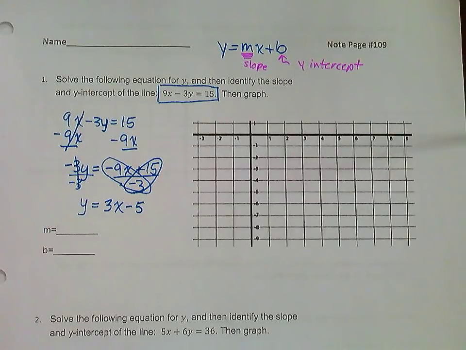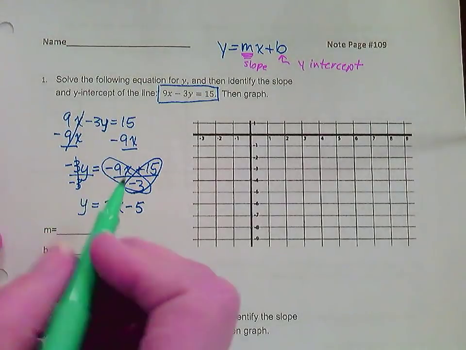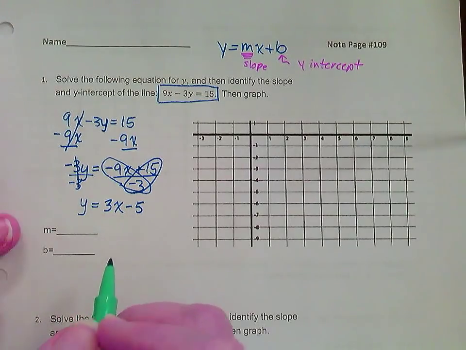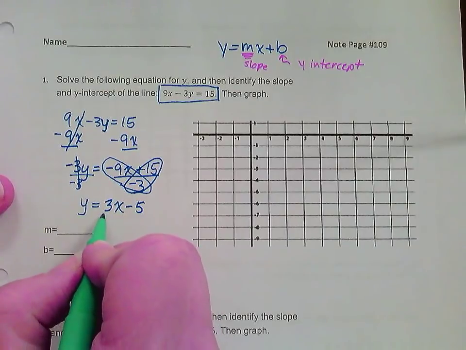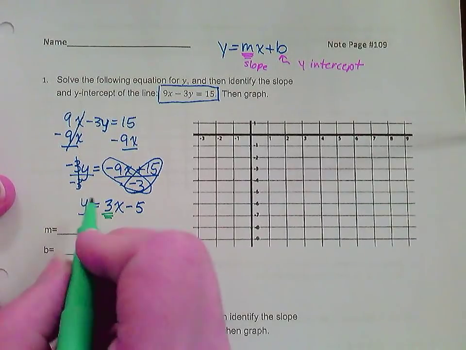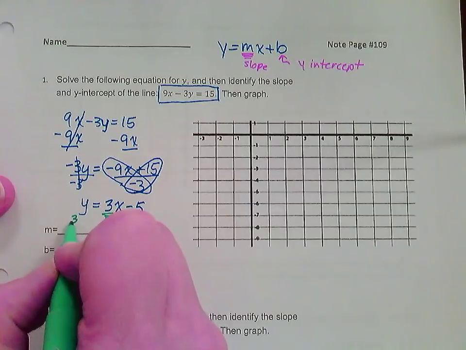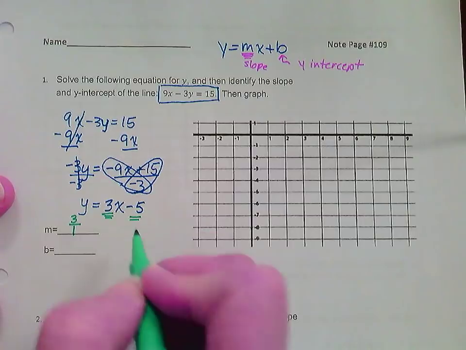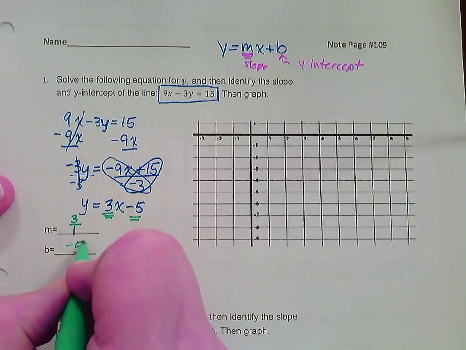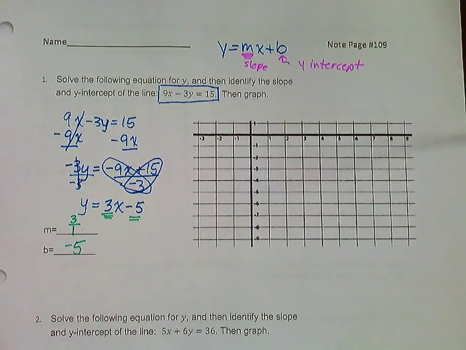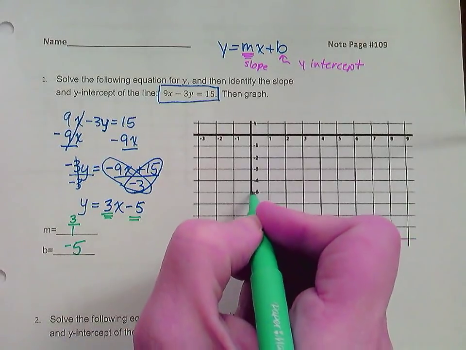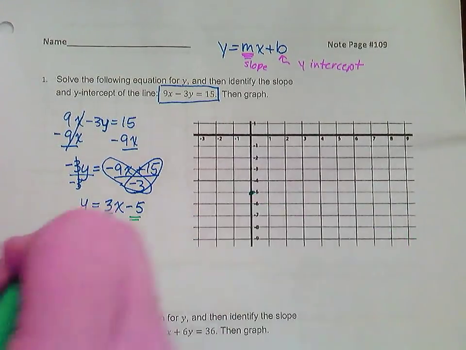Okay, now this is the equation we're going to graph. We're going to do this just like we've been graphing for the past couple of days. The coefficient of the x is my slope, so my slope is a 3. 3 as a fraction is 3 over 1. And my y-intercept is -5. Remember, to graph that, I start at my y-intercept, which is -5, and I use my slope to find more points.